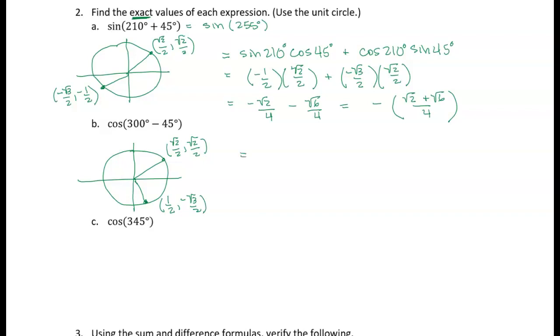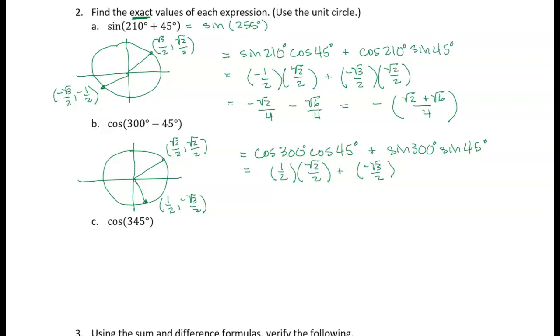Okay. And then we just have to use the formula and plug in the values, right? So if we're going to use 300 minus 45, we're going to take the difference formula for cosine. So we get the cosine of 300 degrees, cosine of 45 degrees, plus the sine of 300 degrees, sine of 45 degrees. And we've got all of those values. So cosine of 300 is 1/2. Cosine 45, square root 2 over 2. Sine of 300 is minus square root 3 over 2.